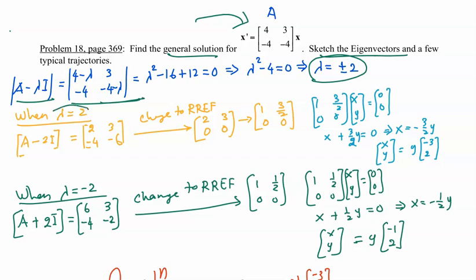When lambda is +2, you're going to find that matrix and then do the row echelon form. And again, find the kernel to find this vector. So that's my eigenvector.